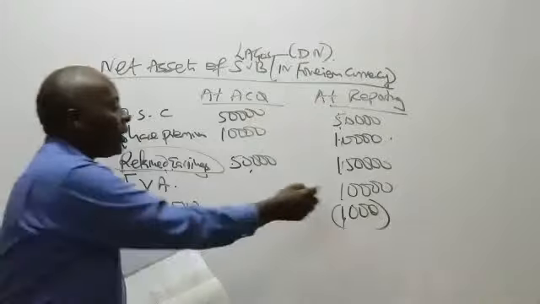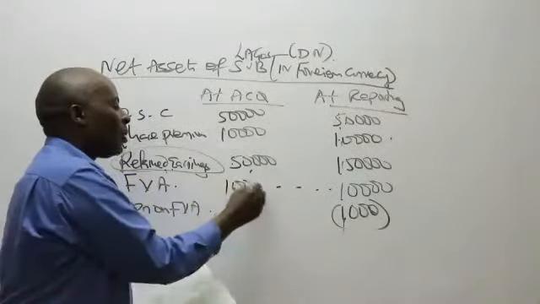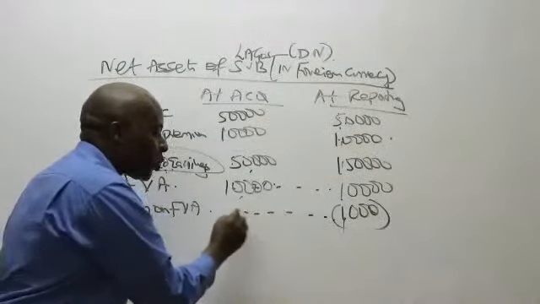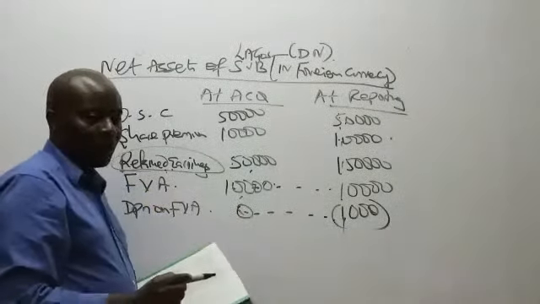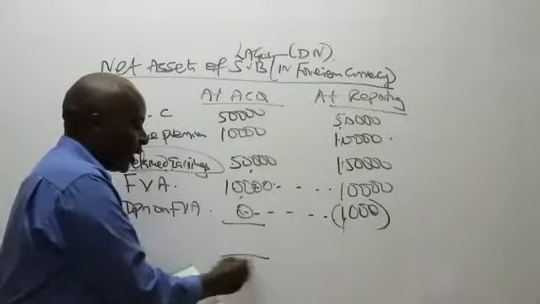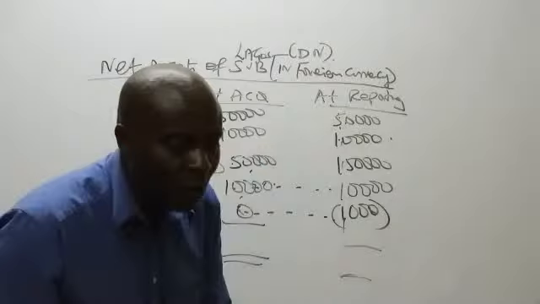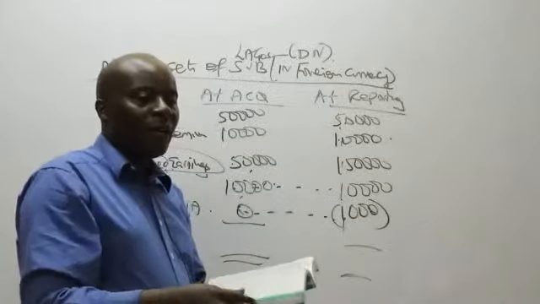How about fair value adjustment? You transfer there directly 10,000. The assets had not depreciated at all, so here it is zero. Could you kindly come here and give us these figures? There is a question up there. Explain that 10,000 for fair value adjustment.